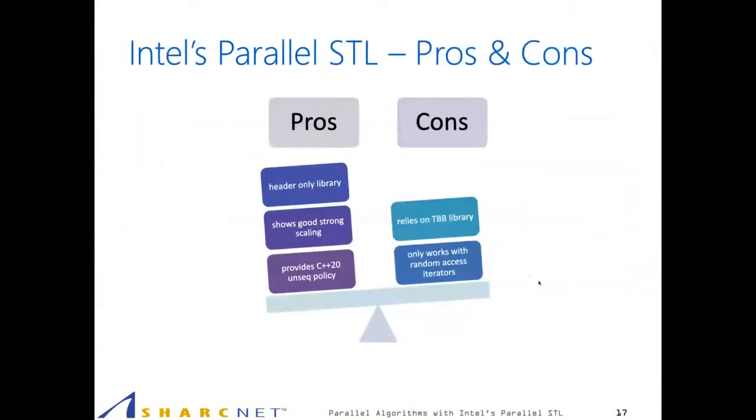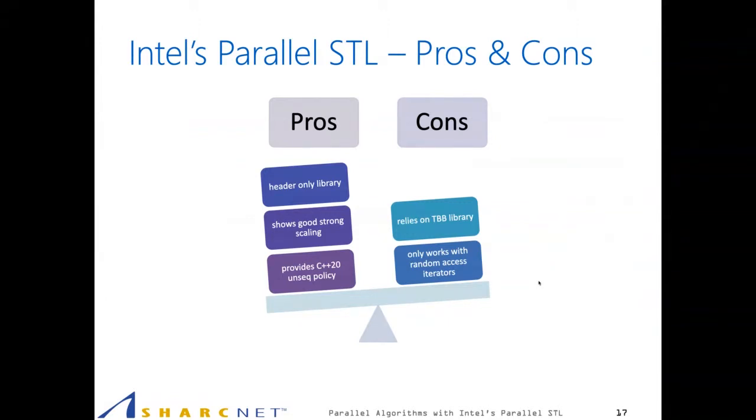So what are the pros and cons of the Intel Parallel STL? As I said, it provides the C++20 unsequenced policy, and it has good, strong scaling for the parallel version. Another good thing is that it's a header-only library, so you just include the headers and start to enjoy the parallel version. But some of the disadvantages are that it only works, as I said, with random access iterators.